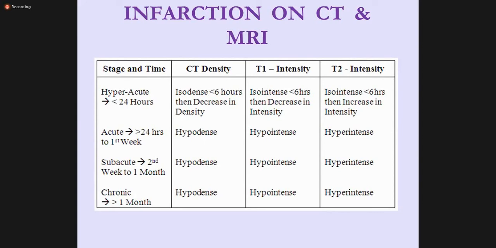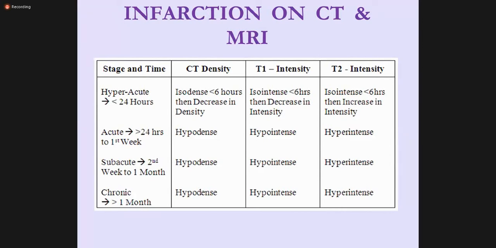So, how can I differentiate between acute, subacute, and chronic stages? There come other radiological findings. Either there will be mass effect, or resolution of the mass effect, or there will be retraction. On MRI, in hyperacute stroke, it is iso-intense in less than 6 hours.